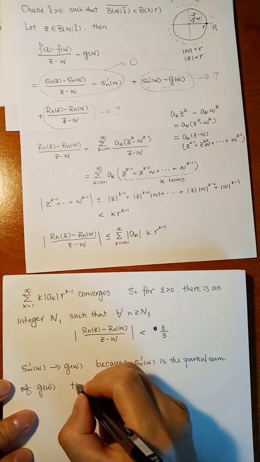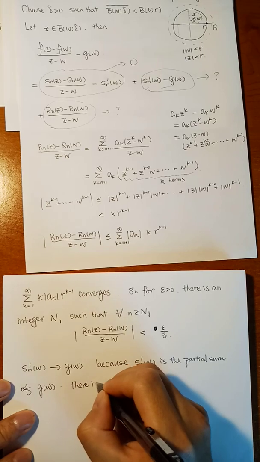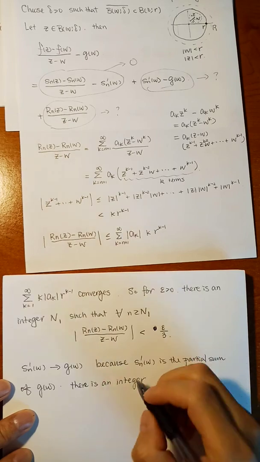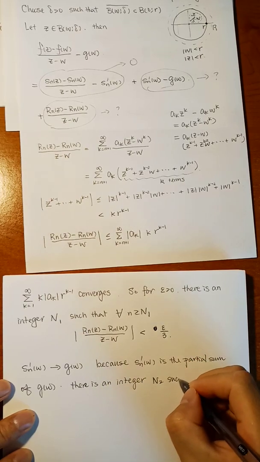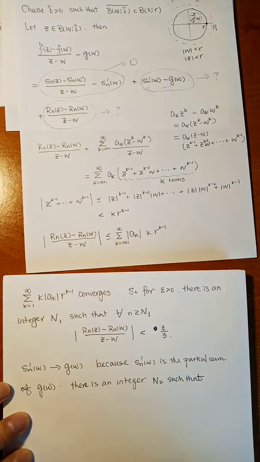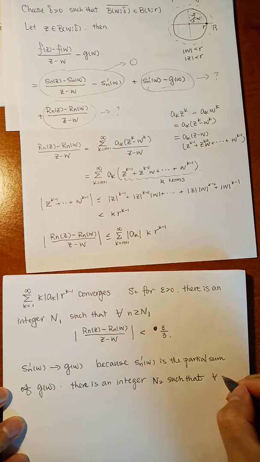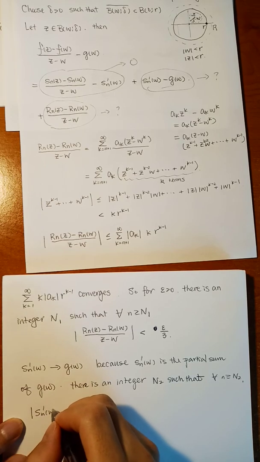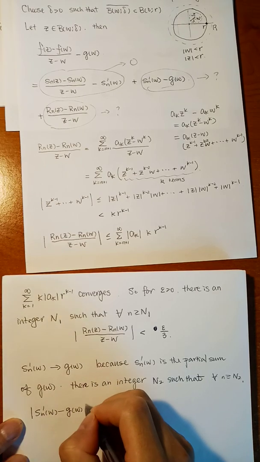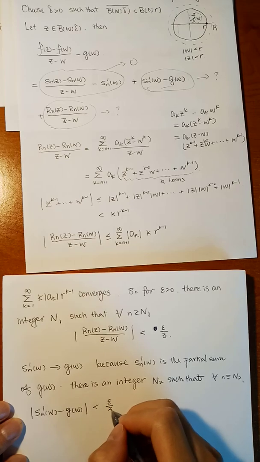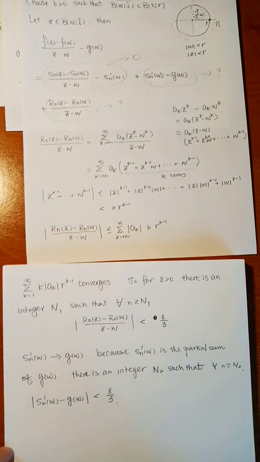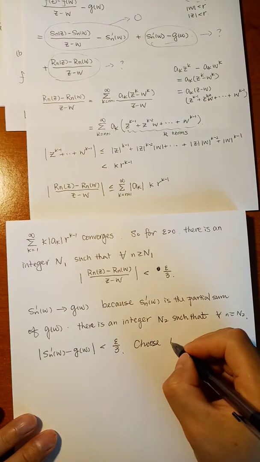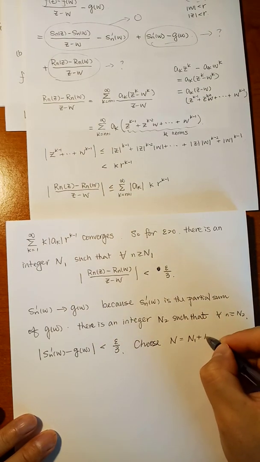So there is an integer N2 such that for all n greater than or equal to N2, the absolute value of Sn prime of W minus G of W is less than epsilon over 3. Less than epsilon. And then we choose n to be N1 plus N2.